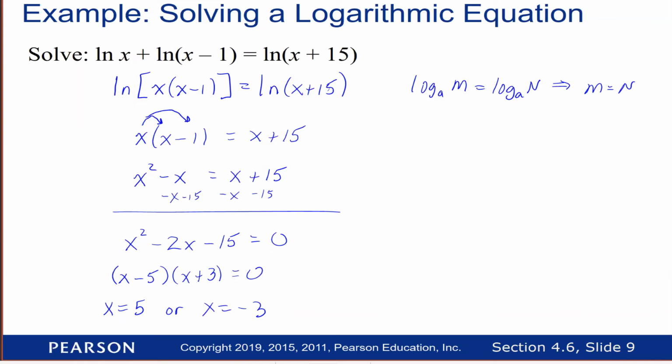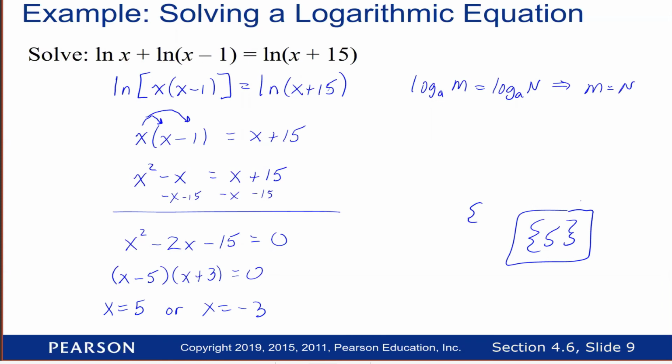Notice that negative 3 is not in the domain of these expressions and therefore is excluded. 5 is in the domain, and so the solution set is going to be 5.